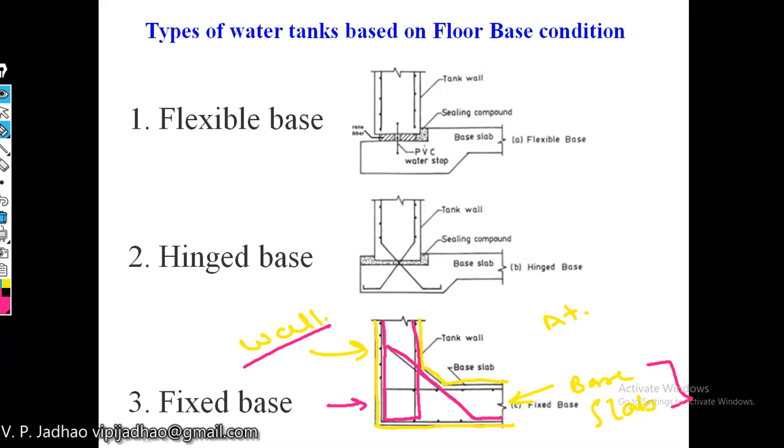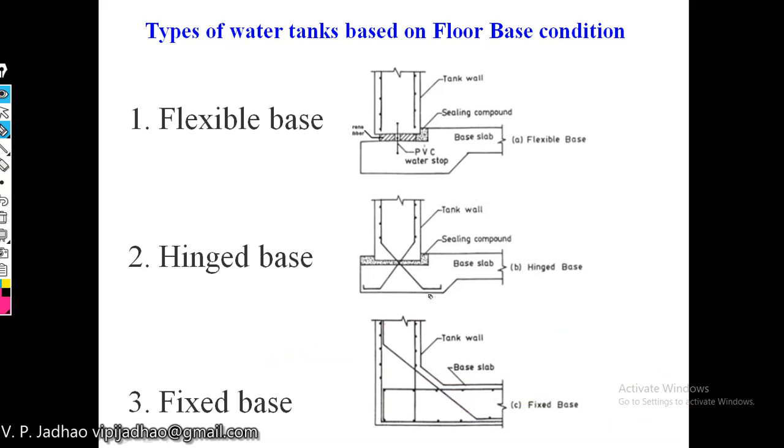Generally, complete fixity between the wall and base slab is practically not possible. So whenever we will be designing a water tank, we will be considering some hinge here. This will result in a better approach.